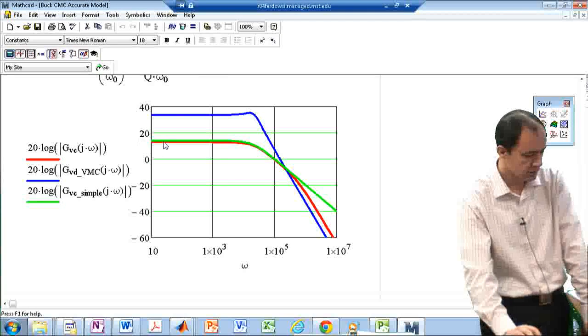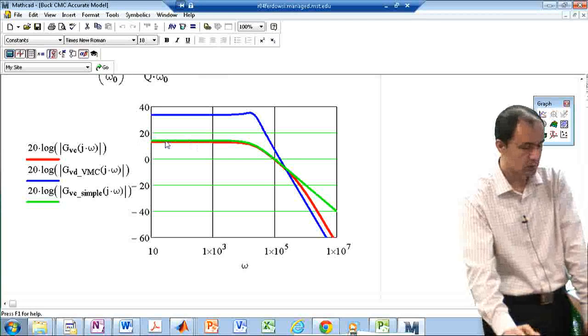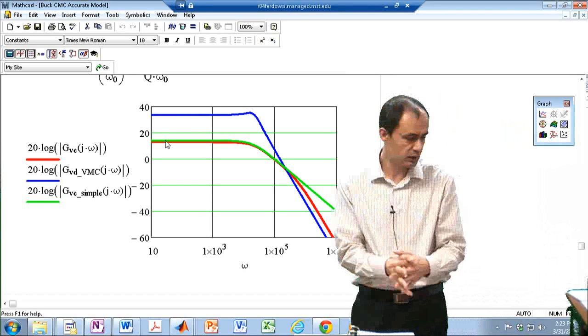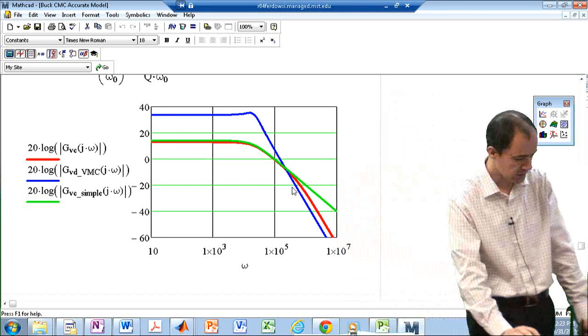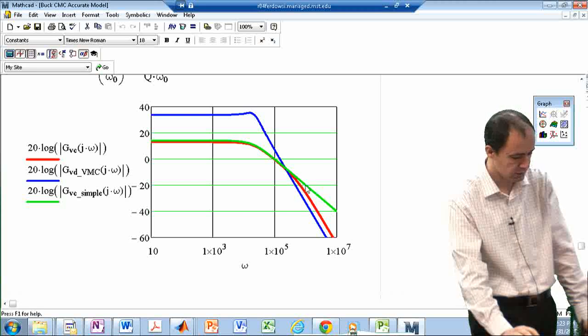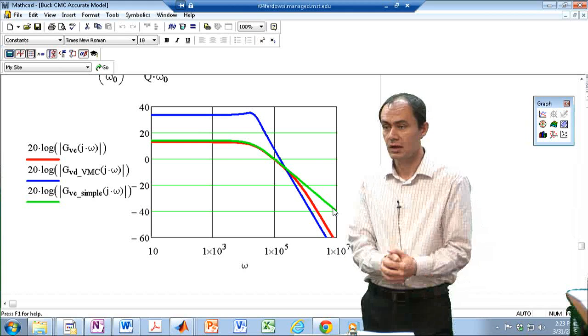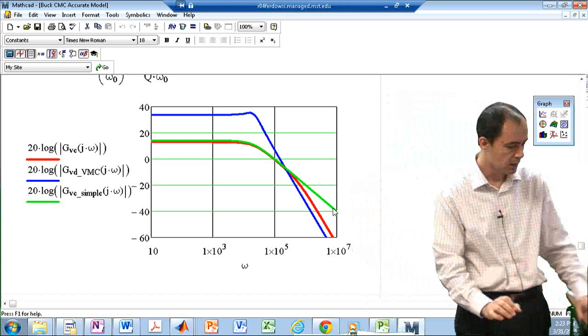You can see the simple model and the more accurate model at lower frequencies are basically the same. There's not a significant difference between them. The only difference happens above this area, where your simple model does not predict the accurate behavior of the system at high frequencies.